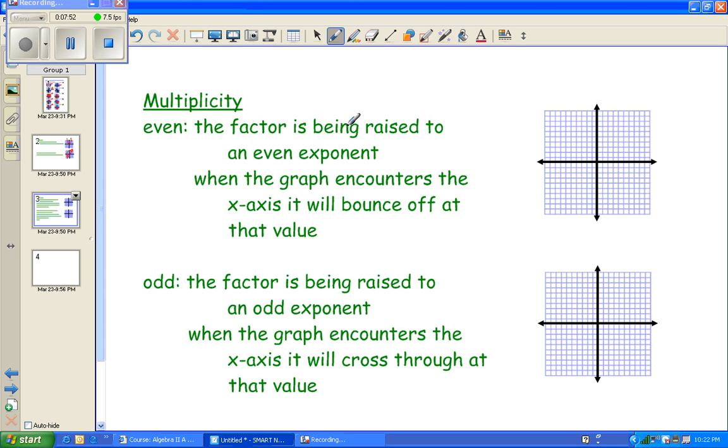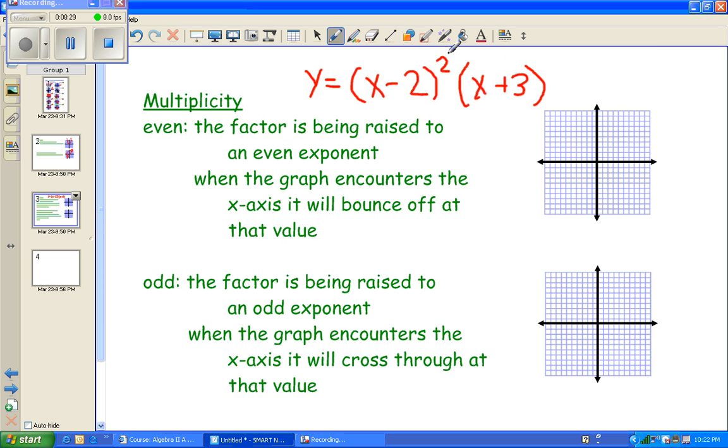Multiplicity is the exponent that a factor is being raised to. If it has even multiplicity, then that specific factor would be raised to an even power. Let's say you were looking at y equals (x minus 2) squared times (x plus 3). So this guy's already been factored out. He originally would have been a cubic function.